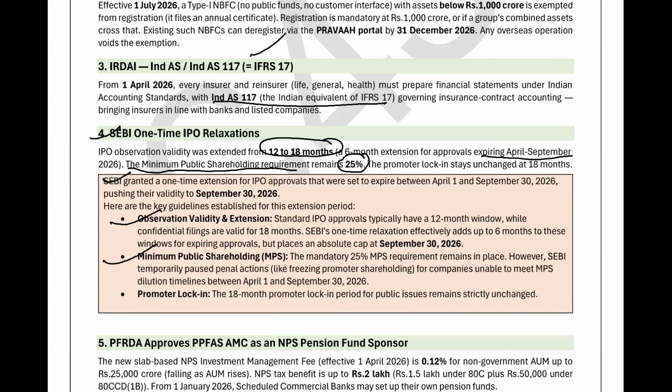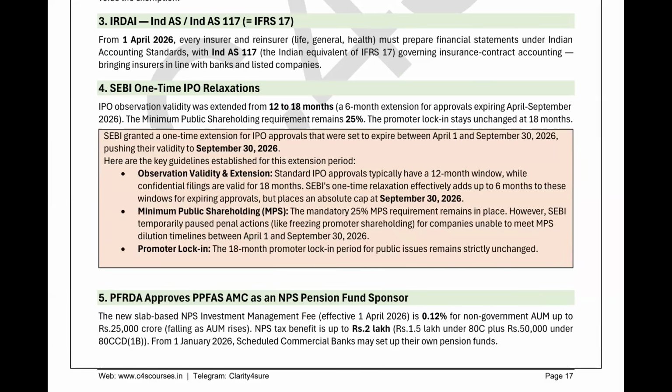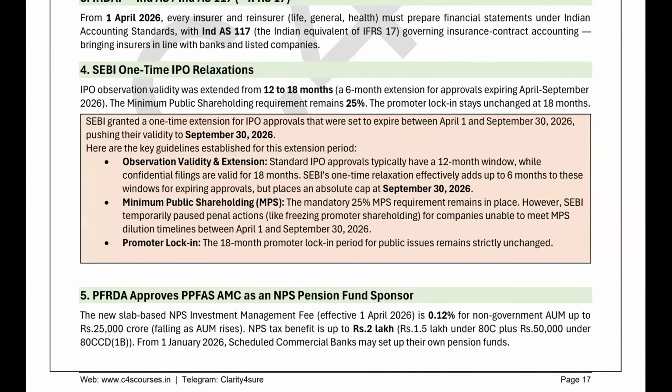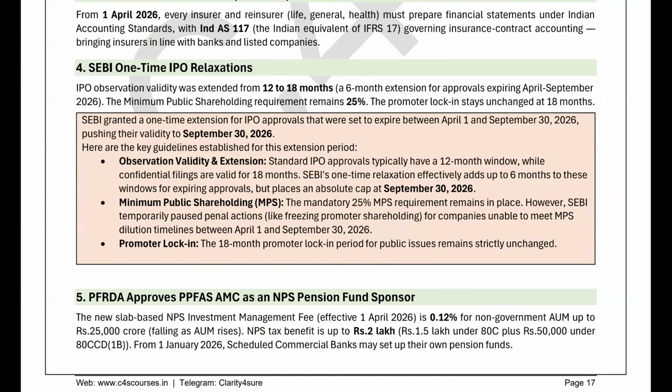Right. Now try to understand the fifth news, which is about PFRDA approving PPFAS AMC as an NPS fund sponsor, right? So this is very important for the PFRDA examination too. Even the NPS notification is soon coming. The new slab-based NPS investment management fee, effective 1st April 2026, is 0.12% for non-government AUM, okay? Up to 25,000 crore, falling as AUM rises.